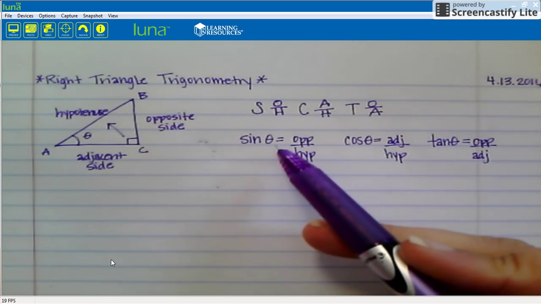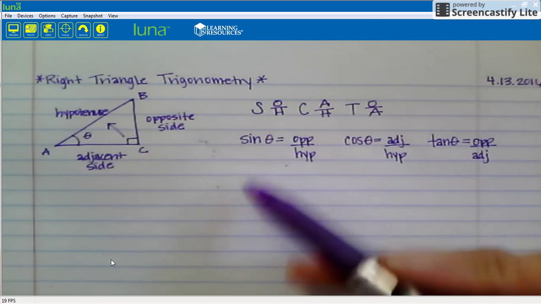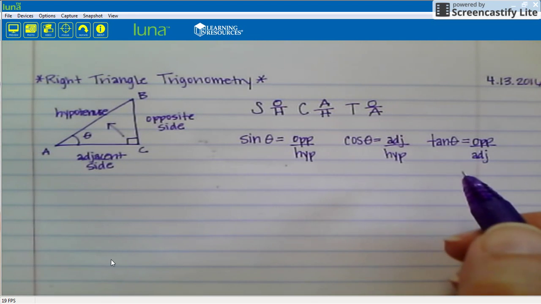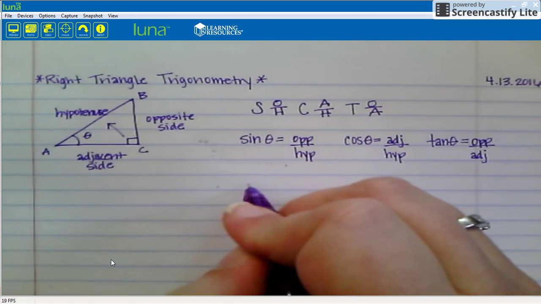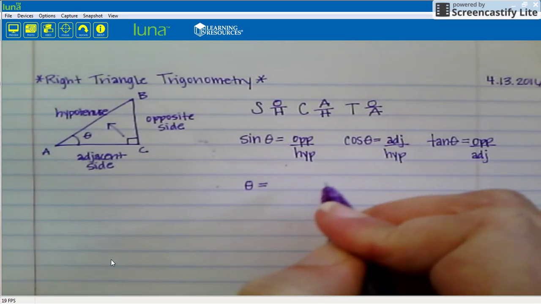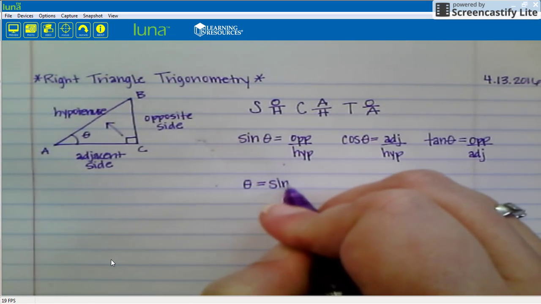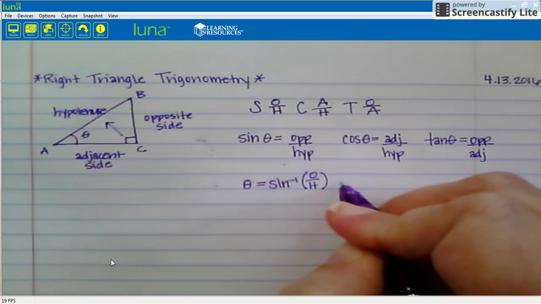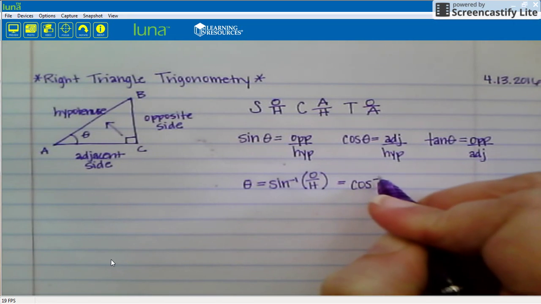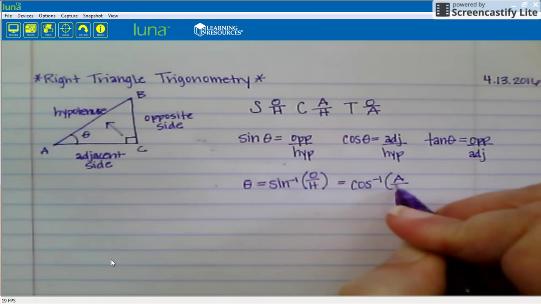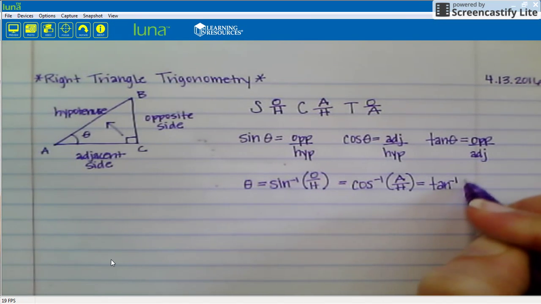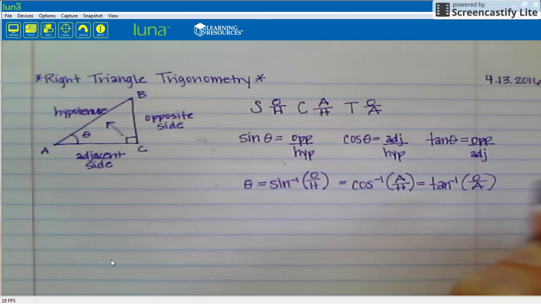Another thing to call attention to is that if I'm ever looking for the angle using the trigonometric ratios, then I'm always going to use the inverse of the trig function. So if I'm looking for theta, then it's equal to the inverse sine of opposite over hypotenuse, or the inverse cosine of adjacent over hypotenuse, or the inverse tangent of opposite over adjacent. And you have all of these keys on your calculator.